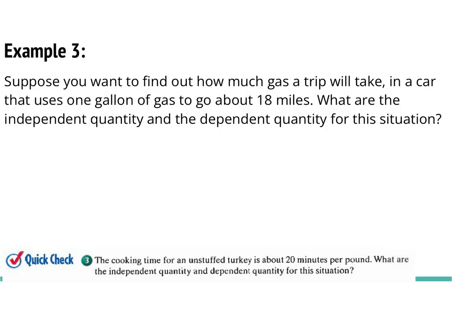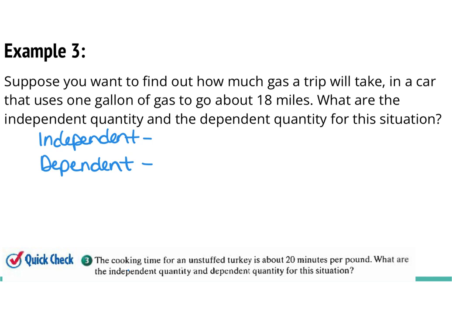All right, so our example 3: suppose that we want to find out how much gas a trip will take in a car that uses 1 gallon of gas to go 18 miles. We just want to find what our independent and our dependent quantities are. So, independent and then dependent. The dependent is going to depend on the independent.